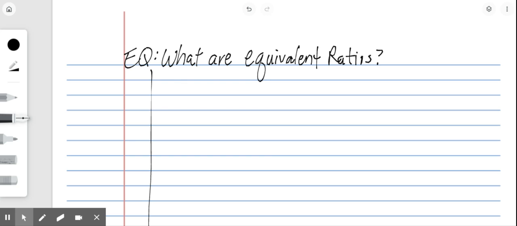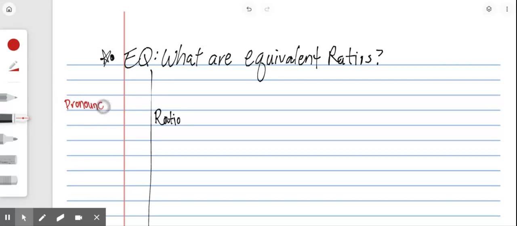All right, beautiful people. So today and tomorrow we're going to be talking about equivalent ratios. We're going to start with what a ratio is, because this is a word that you probably haven't seen or used really before. Ratio. And over here on the left, I'm going to write the pronunciation.